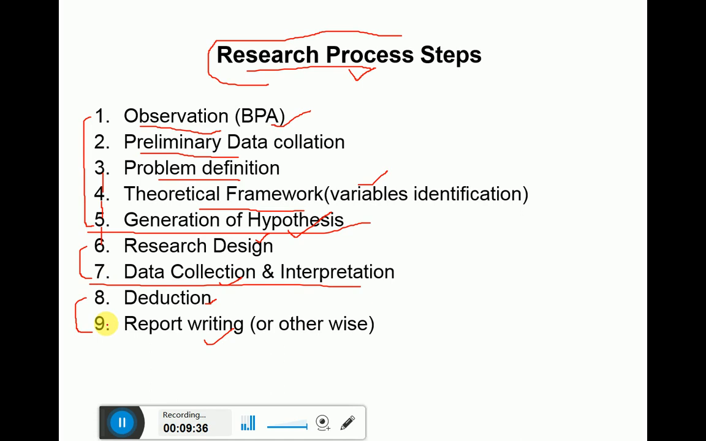The first part is basically the process part. That is our process part. Steps 6 and 7 are known as your design phase, your design part, and the last is known as your writing up part. Say sure, this is known as the writing up part.